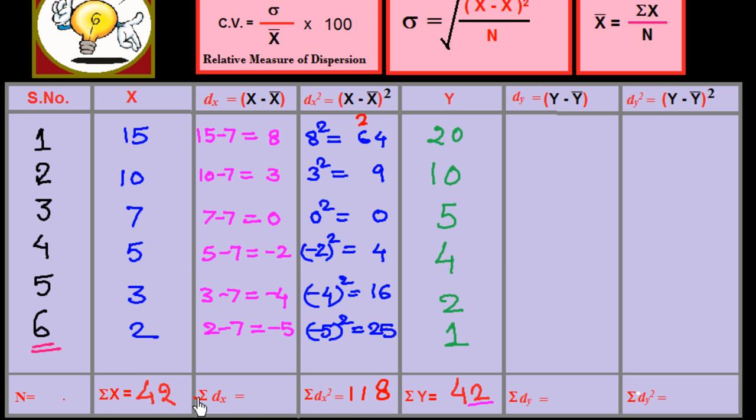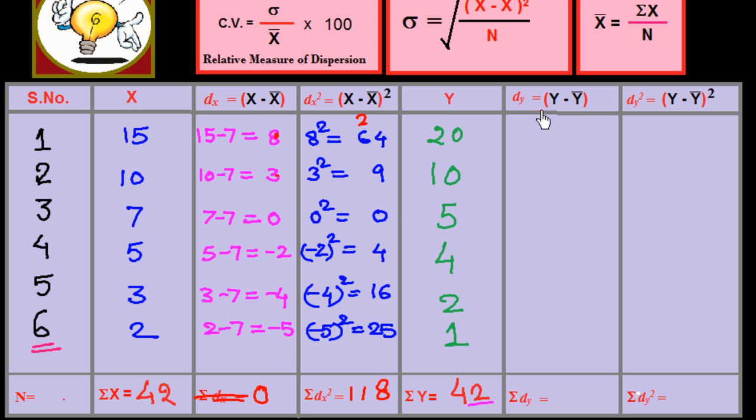We don't have need of this summation of dx because we have the formula, x minus x bar whole square over n. So we always get the summation 0 here if we take any deviation through the actual mean. You can verify it here. 8 plus 3 is equal to 11. Here you calculate minus 5, minus 4, minus 2, it is also 11. So plus 11 minus 11 is always 0. So there is no need to take the summation of dx.